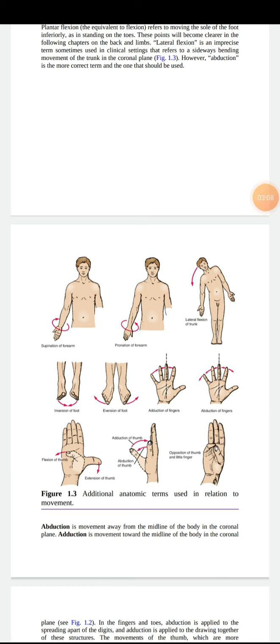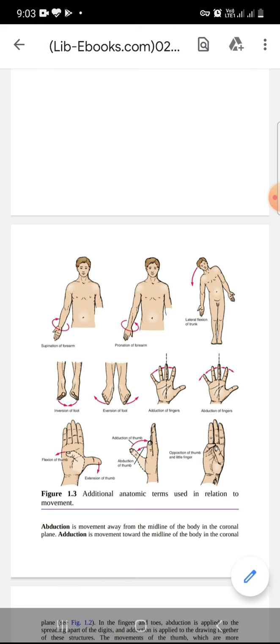Figure 1.3. Additional anatomic terms used in relation to the movement. See supination of the forearm, pronation of the forearm, the lateral flexion of the trunk, the inversion of the foot, the eversion of the foot, the adduction of the fingers, abduction of the fingers, the flexion of the thumb, extension of the thumb, adduction of the thumb, abduction of the thumb, opposition of the thumb and little finger.